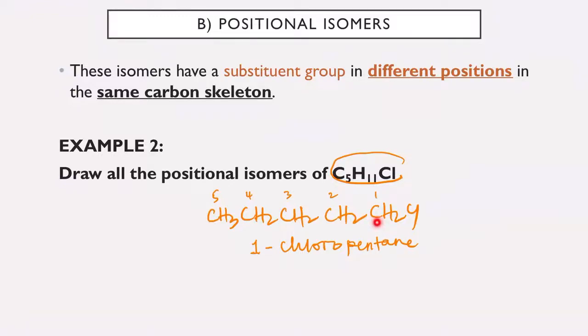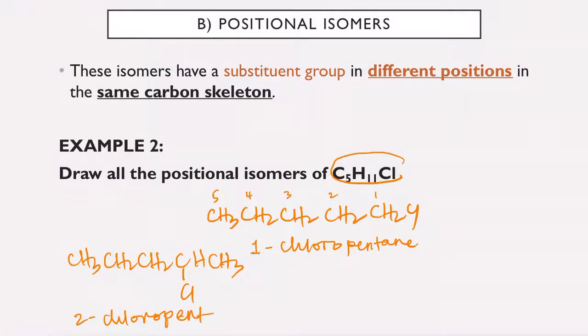So let's try, mana lagi awak boleh letak the second position isomer? Awak boleh letak your chlorine dekat mana? Second carbon, kan? Dia akan jadi compound yang berbeza. So, this will be CH3, CH2, CH2, CH, chlorine. We have CH3. So, this will be 2-chloropentane. Okay?